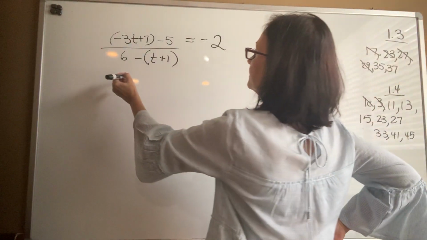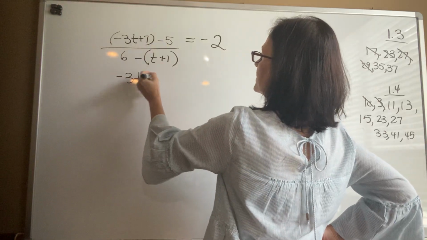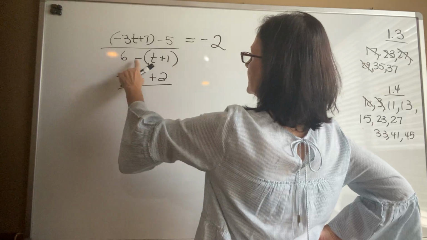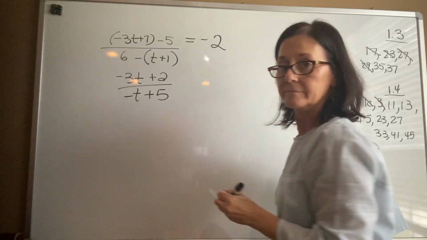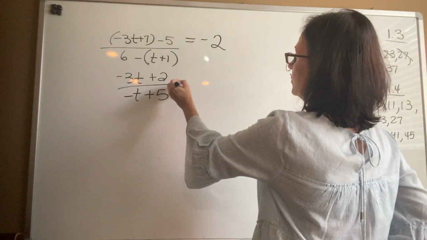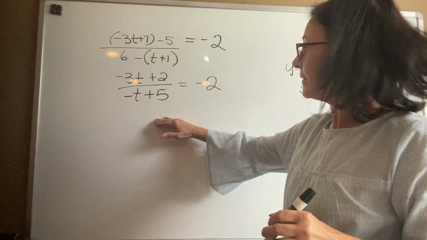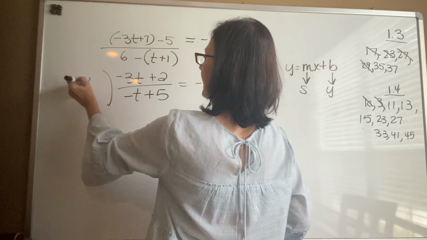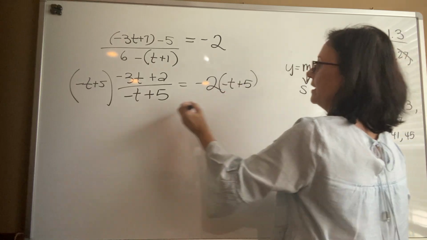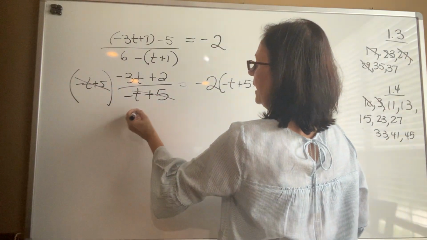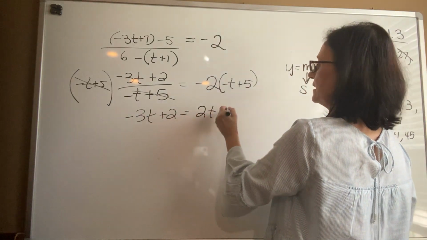All right, so let's simplify. That's -3t, positive 7 minus 5 is plus 2. That's 6 minus 1, which is positive 5, and that's -t, equals -2. All right, I'm going to eliminate the denominator. I'm going to multiply both sides by -t plus 5. My denominator eliminates. I'm left with -3t plus 2 equals 2t minus 10.